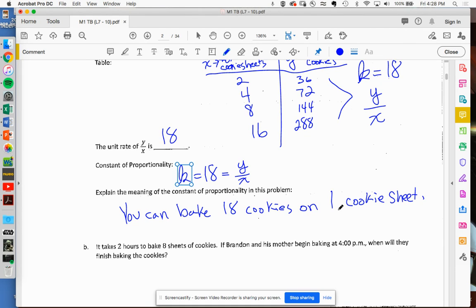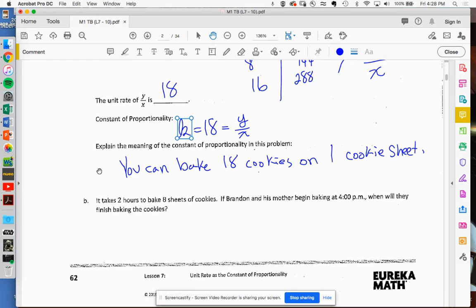Okay. Now, this is the big one. You told me after school, do we have enough time to do all this? Frankly, I would say let's go to Walmart and buy a bunch of cookies. But they want to make their own. They want to have that practice. So they want to figure out how long it will take them. Well, the mom kind of knows from prior experience, every 2 hours she can do 8 sheets of cookies.